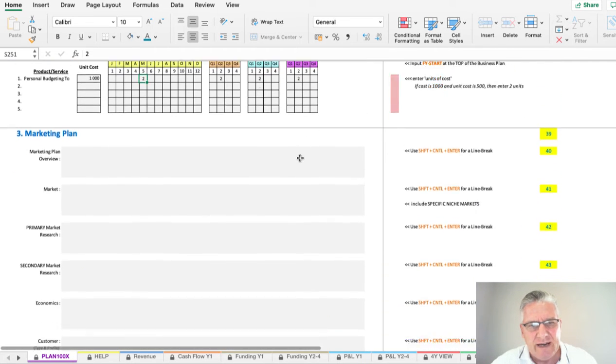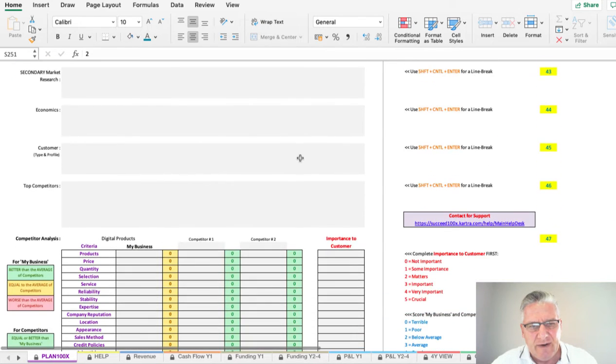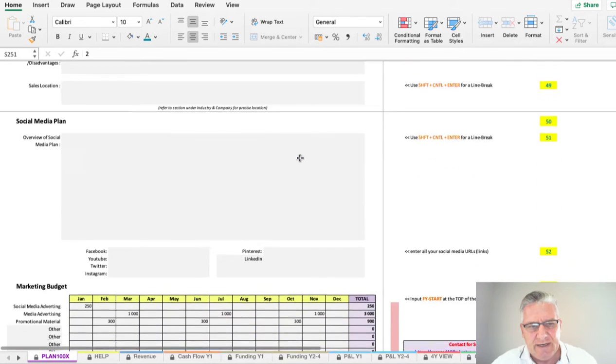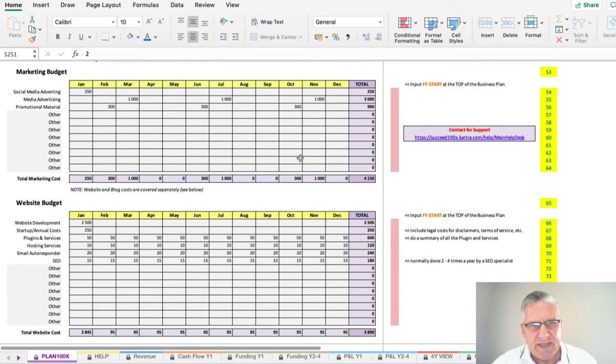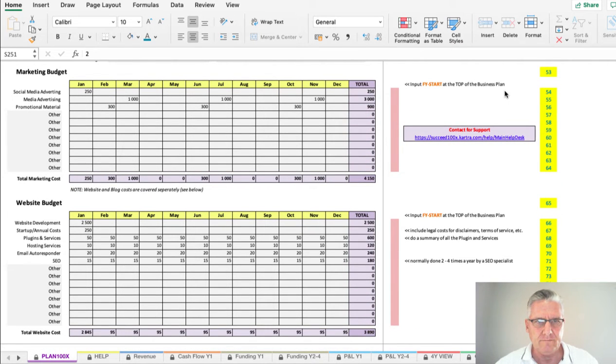Right, we're going to move on now to the next section below here, which is the marketing budget and website budget. Right, so with the marketing budget, I've pre-populated this with some costs.